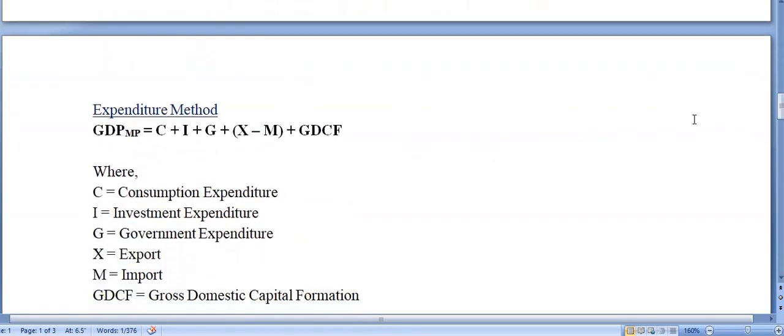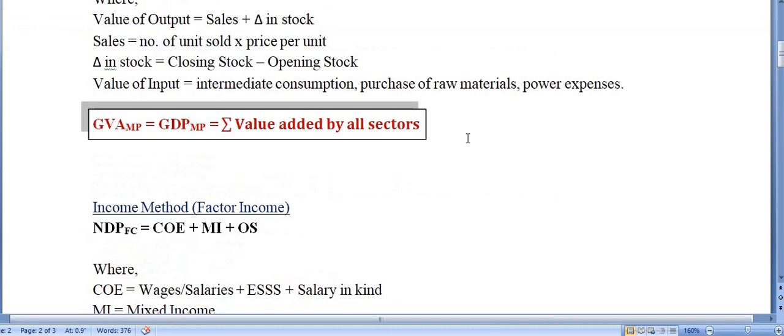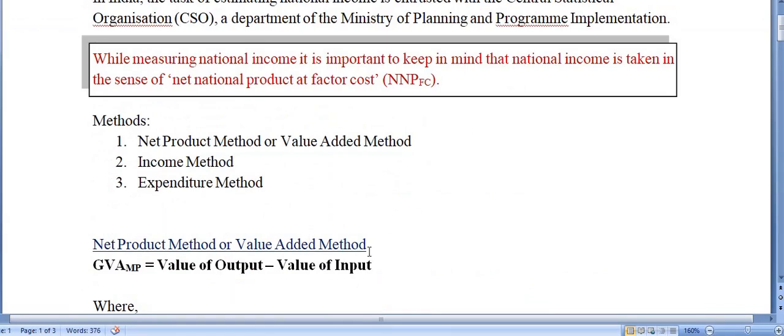Expenditure method. Is there any expenditure? Consumption expenditure, investment expenditure, government expenditure, export, GDCF. Is there anything? No, nothing is here. So you have only one option, that is the product method or value added method.